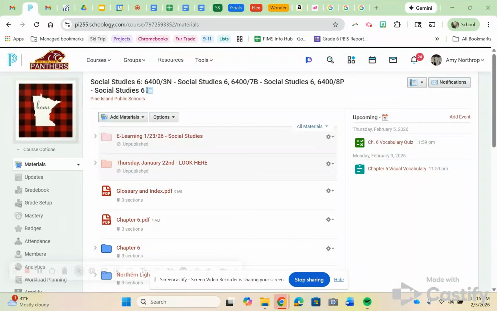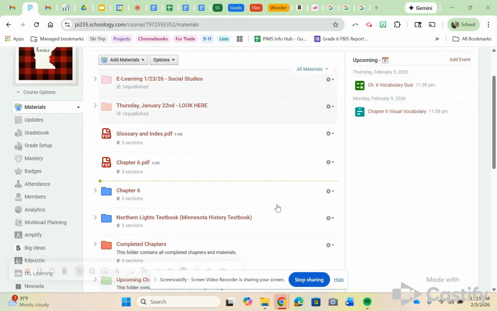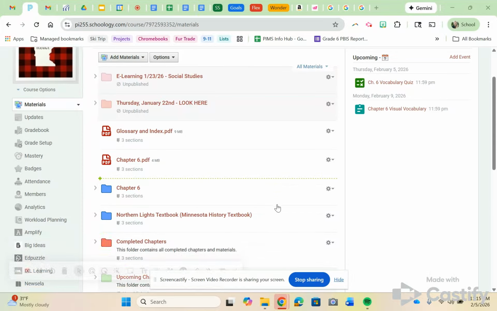I want to explain a little bit about the visual vocab assignment. You have done a visual vocab assignment once already this year. You did one with Chapter 5, but I'm going to show you a little bit about how to get to it and what kind of pictures you are looking for to demonstrate your knowledge of the vocabulary words.